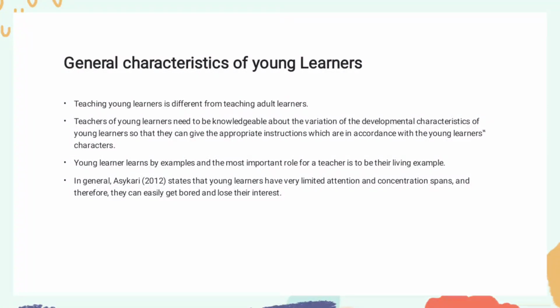The next one is young learners learn by example, and the most important role for a teacher is to be their living example. The next one, in general, Ascari 2012 states that young learners have very limited attention and concentration spans, and therefore they can easily get bored and lose their interest.